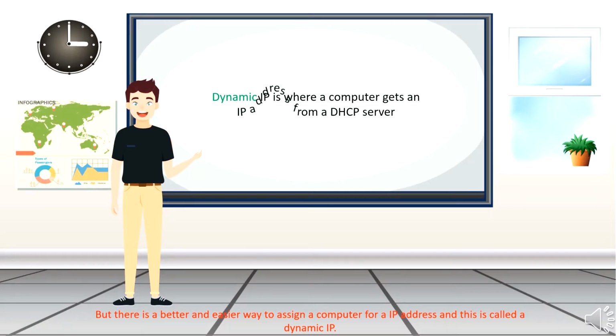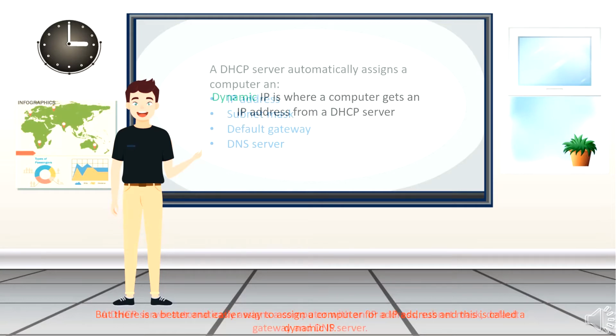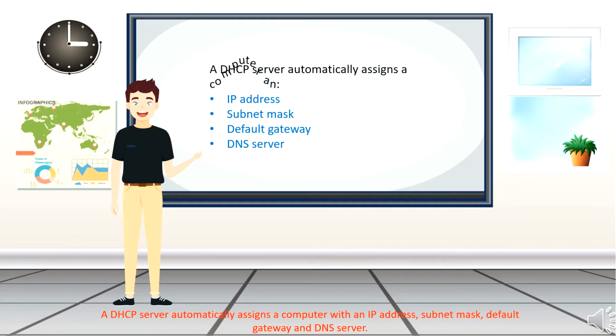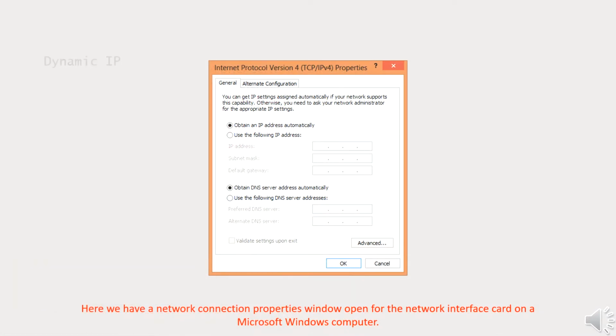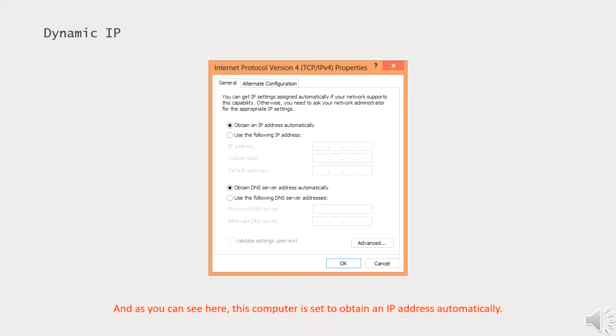But there is a better and easier way to assign a computer an IP address, and this is called a dynamic IP. A DHCP server automatically assigns a computer with an IP address, subnet mask, default gateway, and DNS server. Here we have a network connection properties window open for the network interface card on a Microsoft Windows computer. And as you can see here, this computer is set to obtain an IP address automatically.